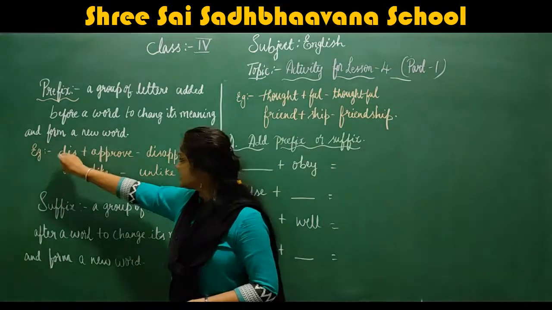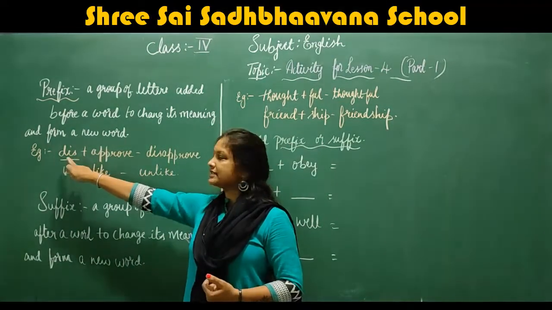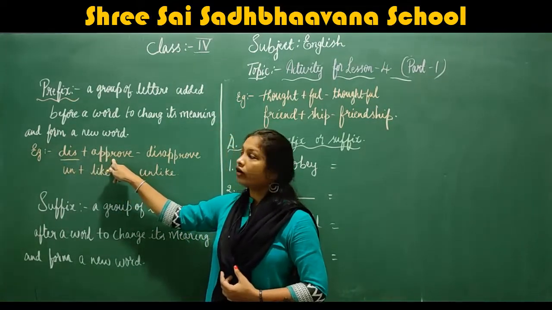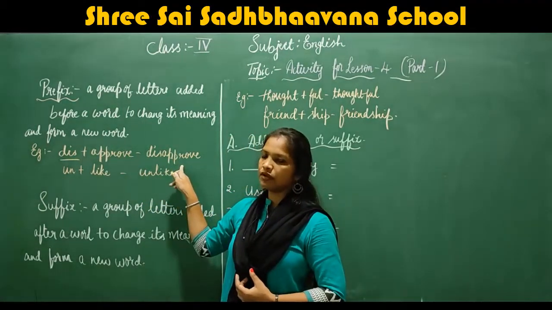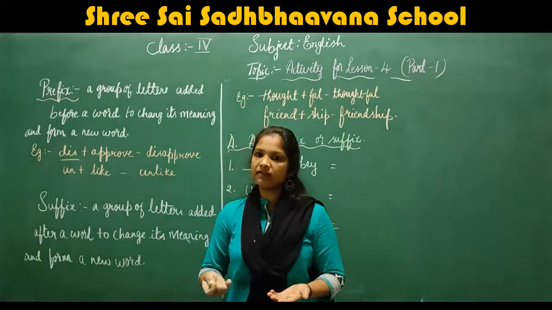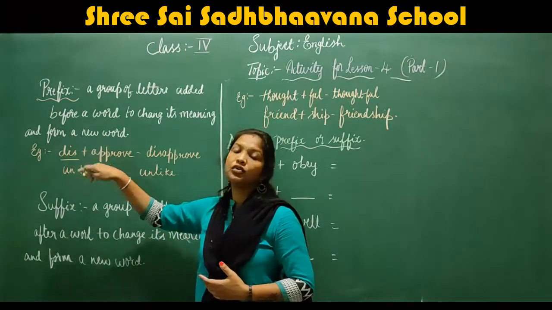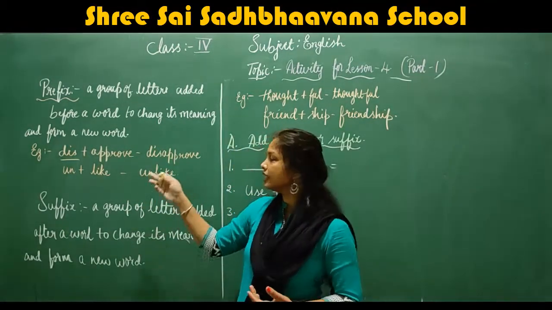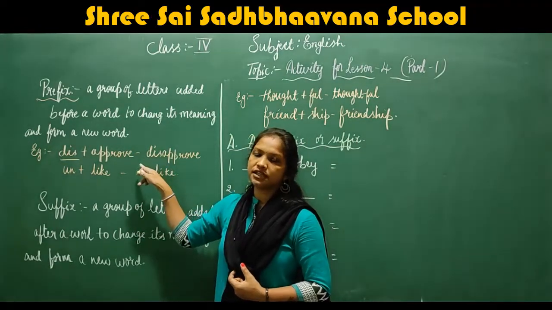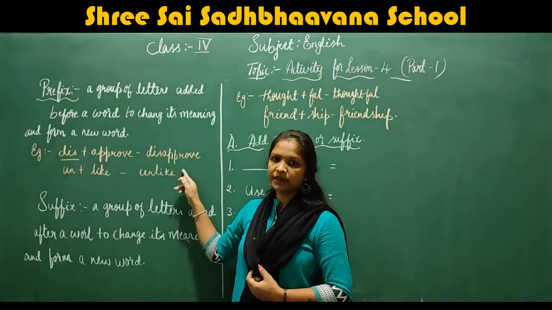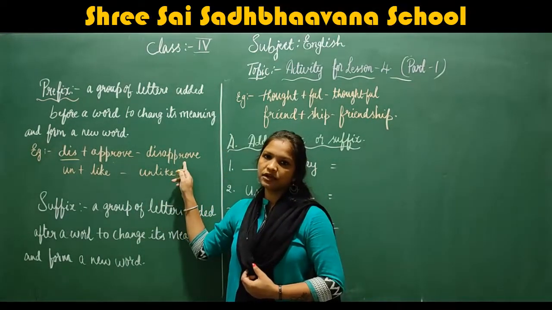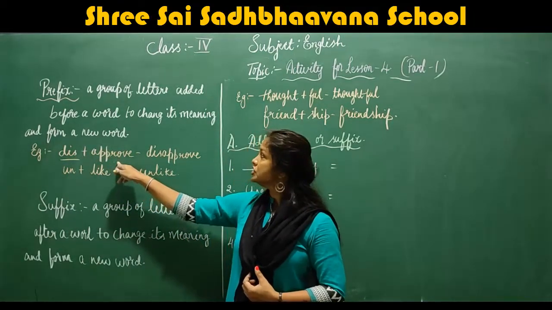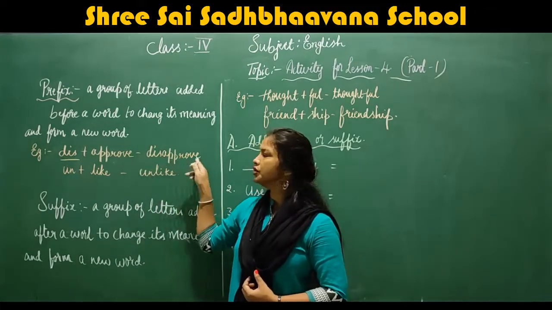So when we add the prefix dis, it is added before the word, a group of letters added before the word. It changes its meaning and forms a new word. Here, approve means to accept. When we add the prefix dis to the word, it becomes disapprove. Here, disapprove means not accepting. So the word is completely changing and giving a new word. The opposite of approve is disapprove. So you have understood, children? A group of letters added to the word to change its meaning and to form a new word.